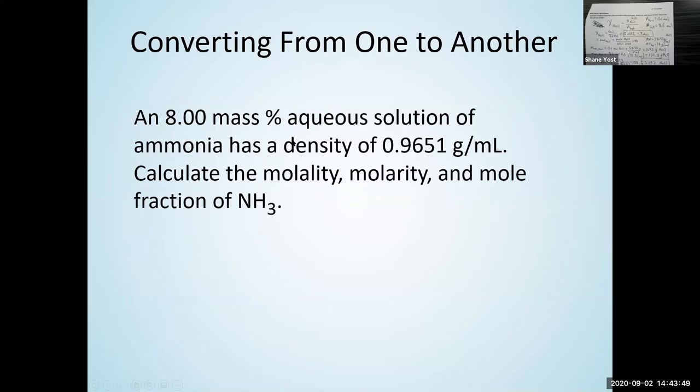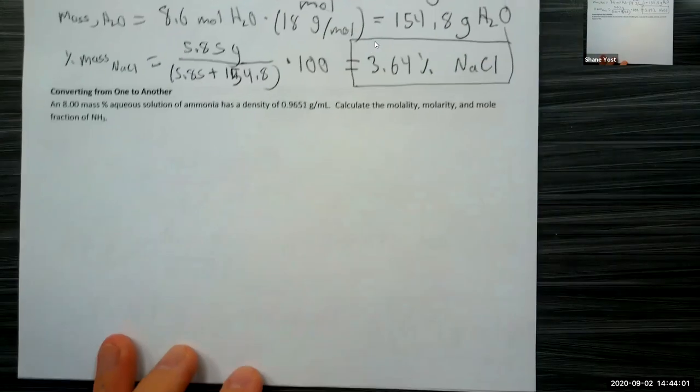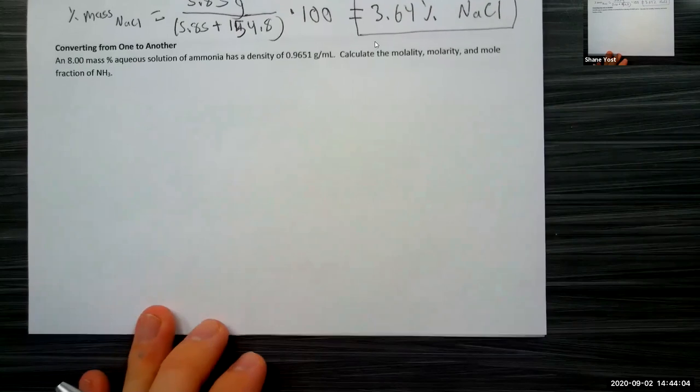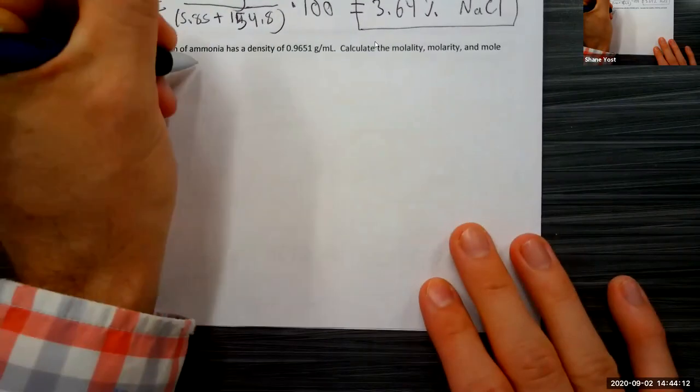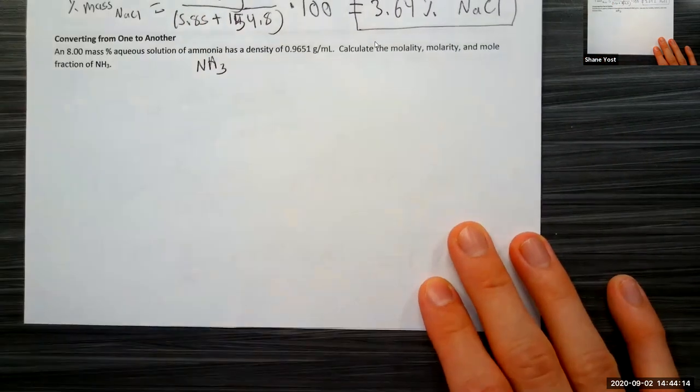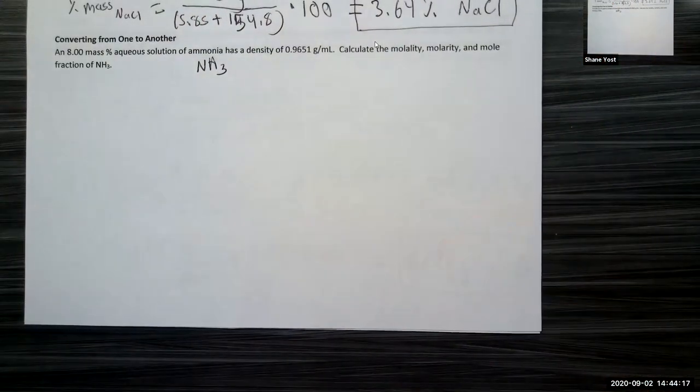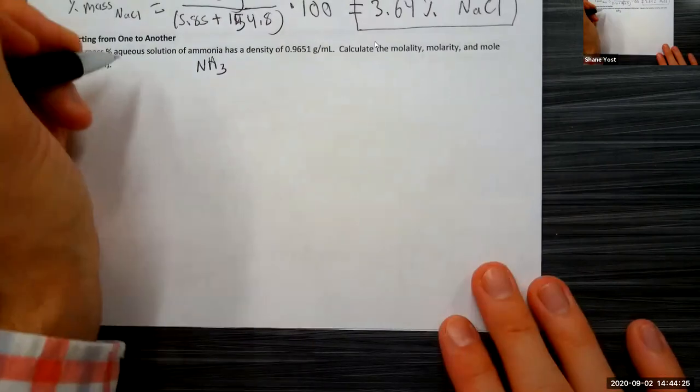All right, so what we're going to do now is an example problem converting between different units, okay? For those on Zoom, I have the example written up here, which is why I just swapped over to this. So again, I have an 8% by mass aqueous solution of ammonia. Just as a reminder, ammonia is NH3, okay? And the solution has a density of 0.9651 grams per milliliter. So that is the density of the solution, right? And again, it's an aqueous solution.